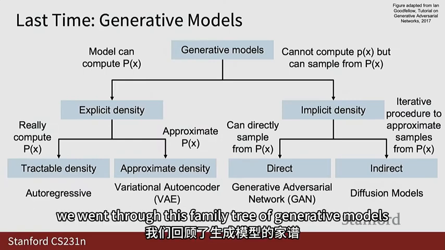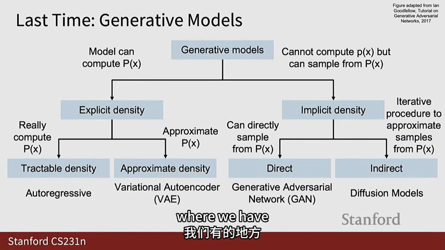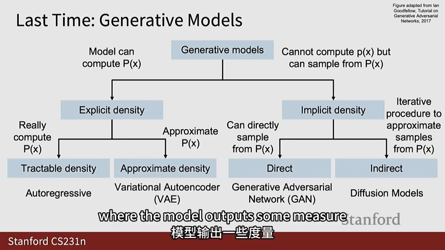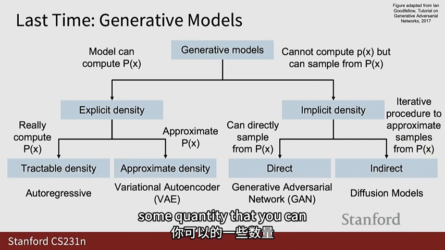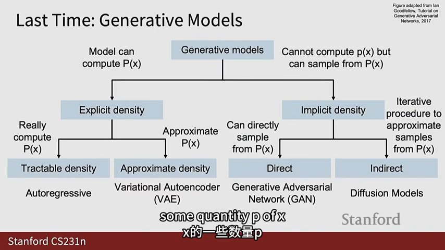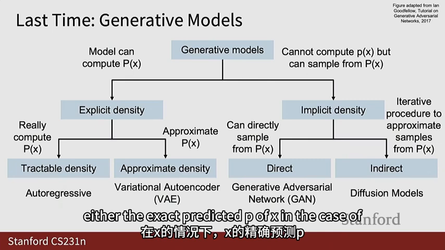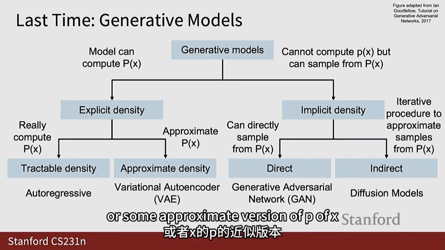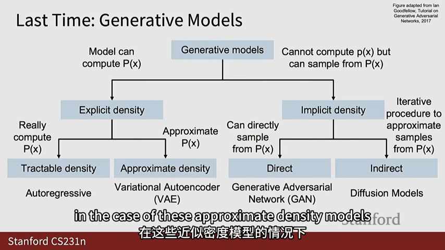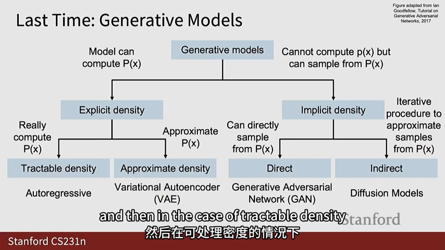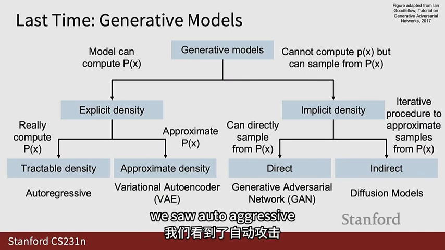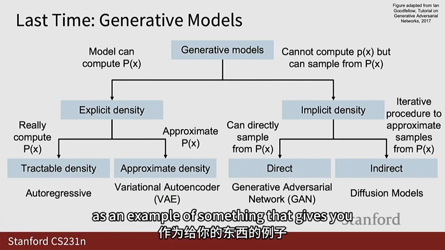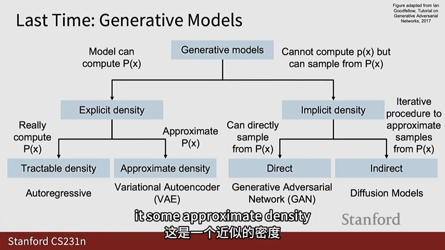So we went through this family tree of generative models, where last time we talked about these explicit density models, where the model outputs some quantity p of x, either the exact predicted p of x in the case of tractable density models, or some approximate version of p of x in the case of these approximate density models. And then in the case of tractable density, we saw autoregressive as a category of model, and we saw variational autoencoders as an example of something that gives you some approximate density.